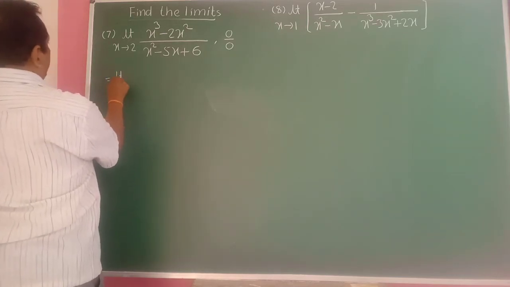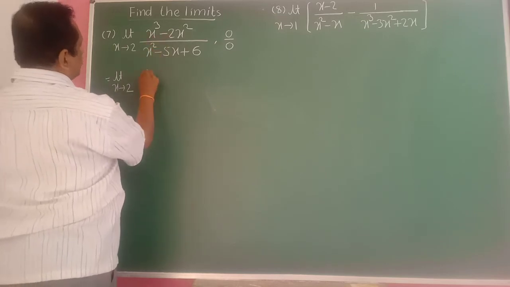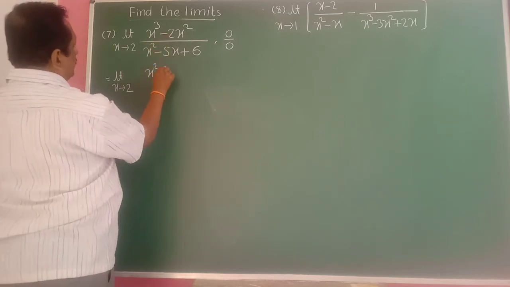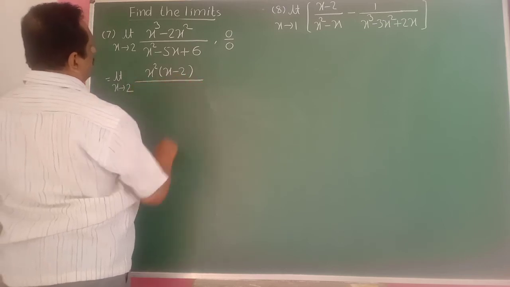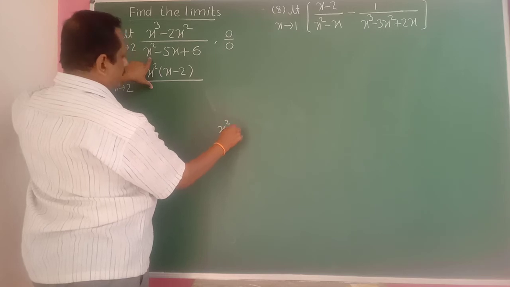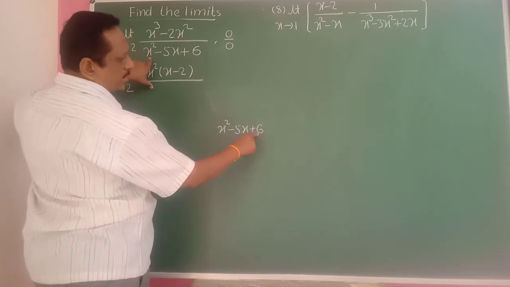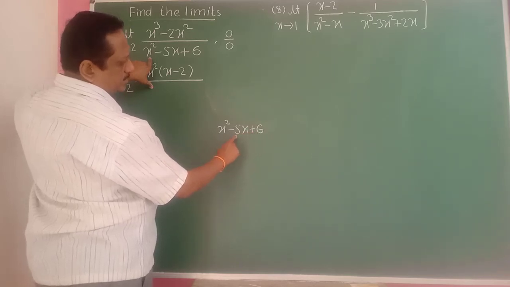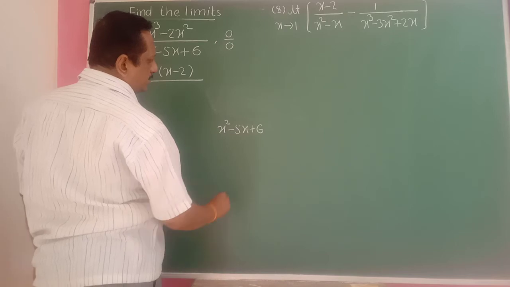Therefore, you have to simplify here. Limit of x tending to 2, in the numerator x square is the common factor. Then write here x minus 2 divided by, it is a quadratic equation, x square minus 5x plus 6. Product should be 6, sum minus 5. Yes, two numbers are minus 3 and minus 2.